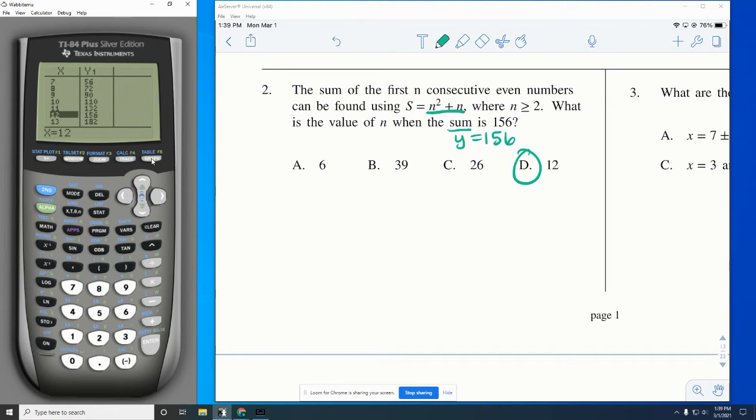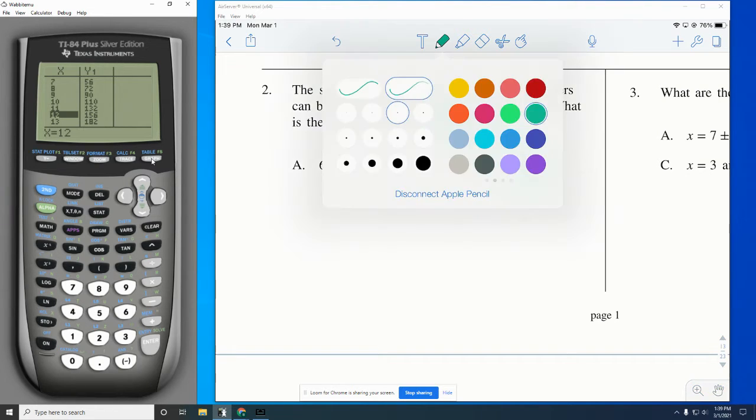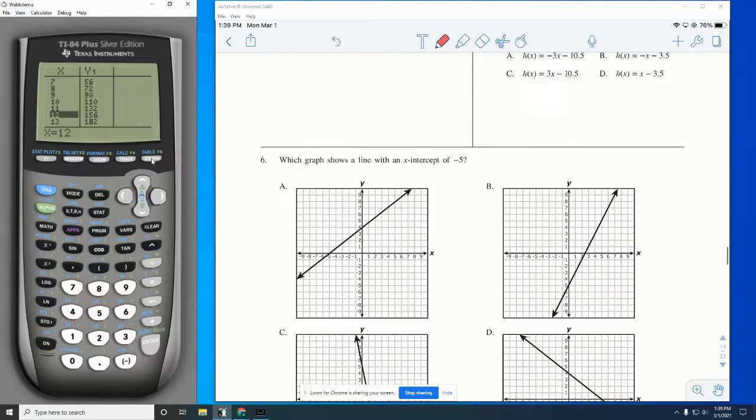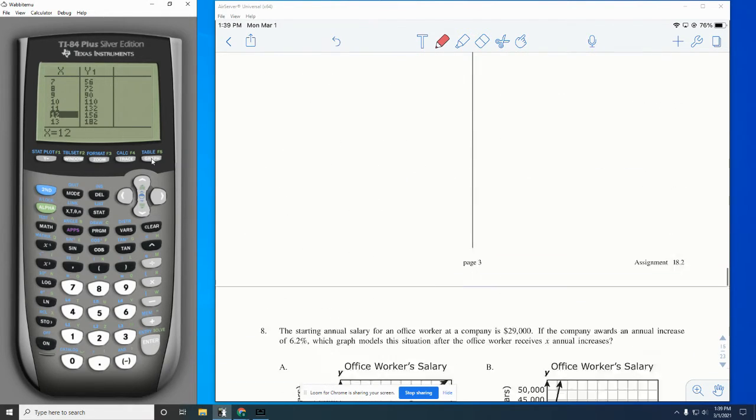So this problem looks really ugly and actually isn't that scary, and you can use your calculator for the whole thing. So make sure you're reading these problems and trying to figure out what in the world they're asking of you. Next, we're going to go to number 8.